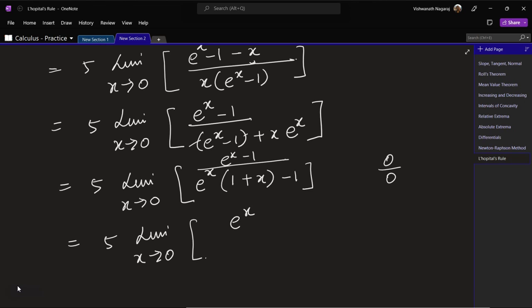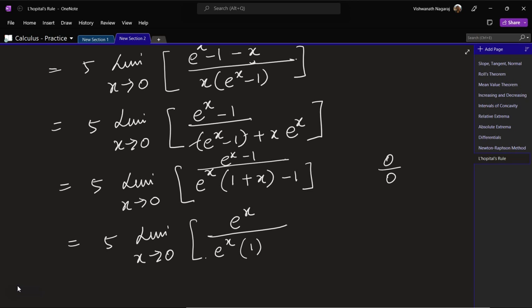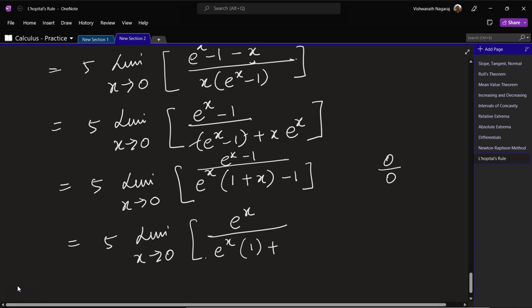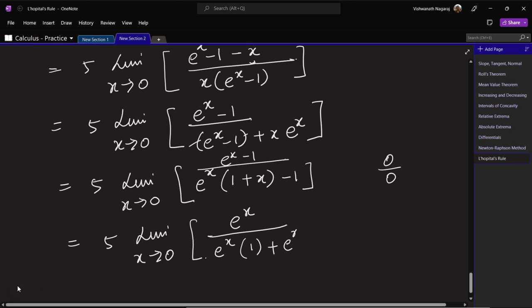So e to the power of x, again we have to apply chain rule here. So e to the power of x times the derivative of this is 1 plus, I'm doing it in the other order, doesn't matter because this is plus. So e to the power of x times x, but the derivative of e to the power of x is e to the power of x times (1 plus x).